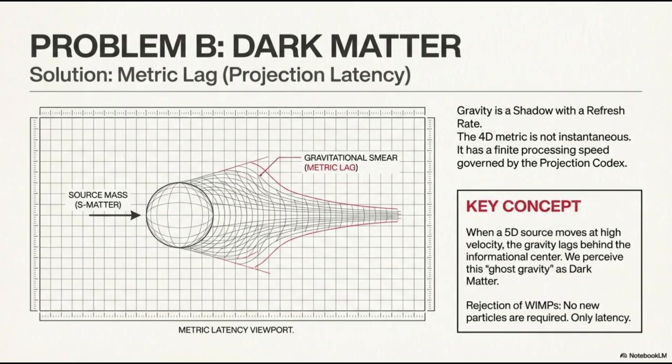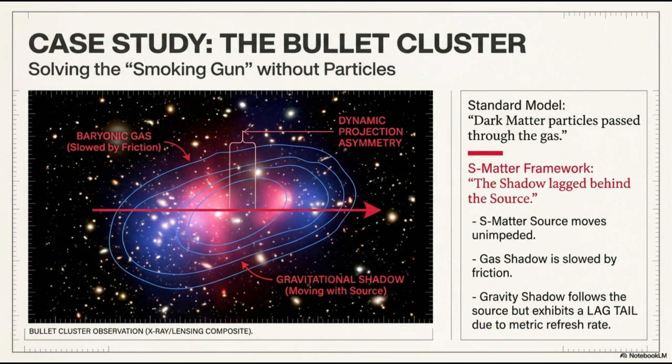Yeah. And what happened was the visible matter, the gas, crashed and slowed down because of friction, but the gravitational lensing, the gravity part, it kept going. So you had the visible stuff in the middle and these two blobs of gravity way out on either side, and the conclusion was? There must be invisible particles, dark matter, that don't interact, just flew right through, carrying the gravity with them. The smoking gun. It is the smoking gun.